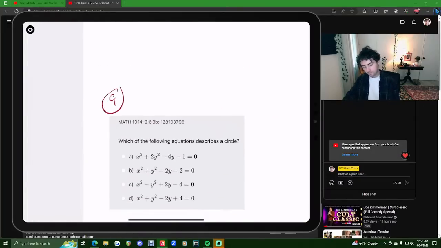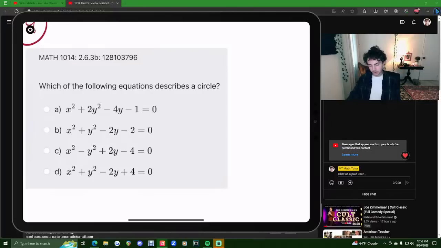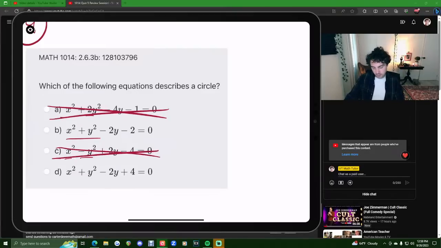Here's number 9. Which of the following equations describes a circle? So again, for a circle, you want positive x squared, positive y squared. I'll go ahead and say you want the coefficients of x squared and y squared to be the same. So if you see a 1x squared but a 2y squared, that's going to lead to some sort of ellipse, most likely, not a circle. X squared and y squared looking pretty good. X squared minus y squared, that would lead to some sort of hyperbola. We don't want positive and negative values.